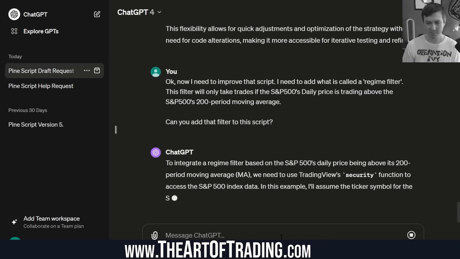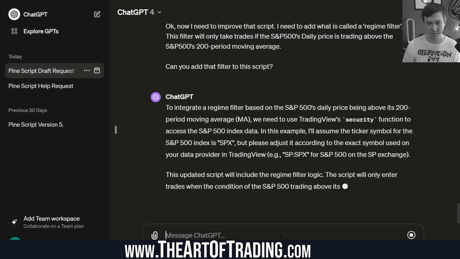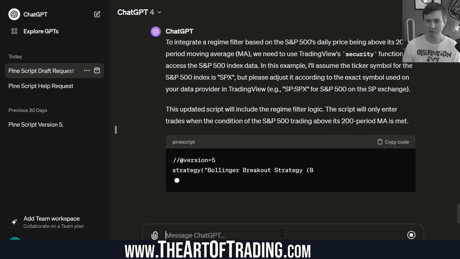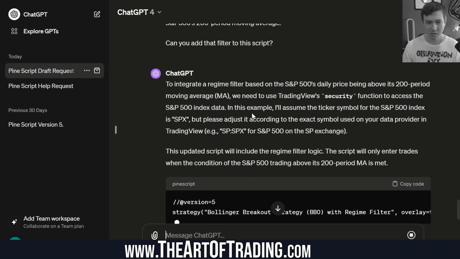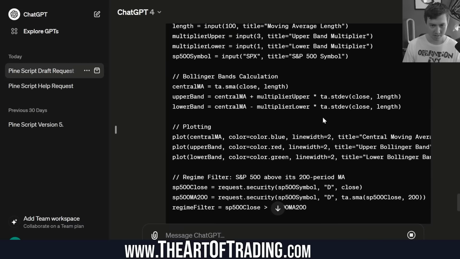To integrate a regime filter based on the S&P 500's daily price being above its 200 period moving average, we need to use TradingView security function, correct? In this example, I'll assume the ticker symbol is SPX, but ensure that you're using the exact symbol used on your data provider, correct? Good advice. This updated script will include the regime filter logic. The script will only enter trades when the condition of the S&P 500's trading above its 200 period moving average is met. Perfect. Let's see if it works.